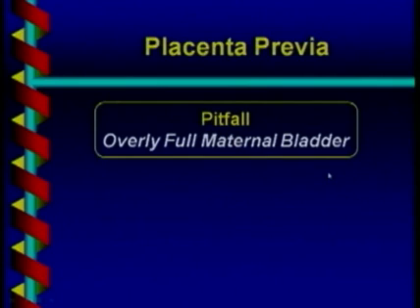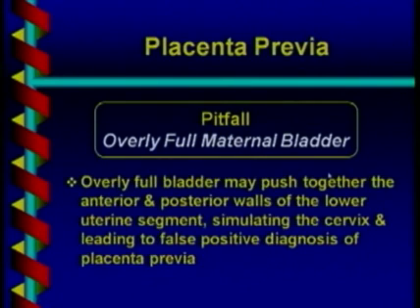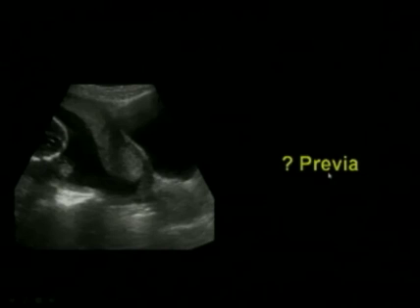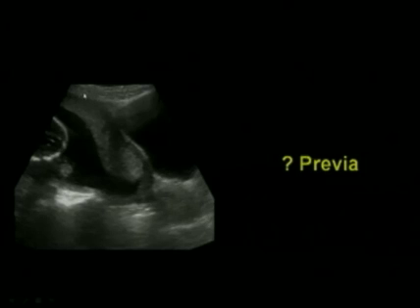Another potential problem or pitfall is an overly full maternal bladder. The overly full bladder may push together, squeeze together, the anterior and posterior walls of the lower uterine segment, which can simulate the cervix and lead to a false positive diagnosis of placenta previa. And here is such a case. Here on this image, this is a transabdominal view. There's the placenta, amniotic fluid. This looks like the cervix, and if so, the placenta is covering a good part of it, right about where you'd expect the os to be.